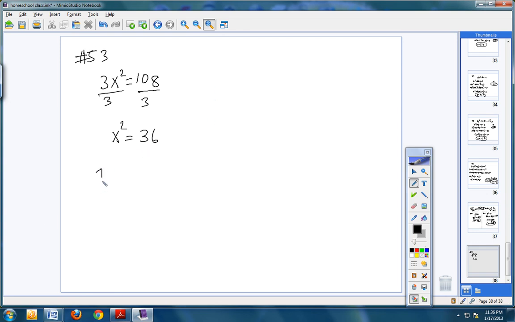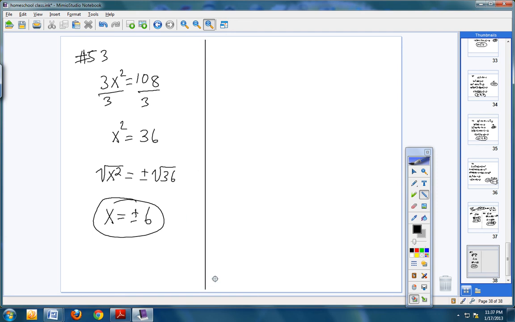And now step 4 says take the square root of both sides. So we'll take the square root of x squared, and then plus minus square root of 36. The square root of x squared is x. And now ask yourself, am I going to solve or simplify? Is 36 a perfect square, or is it not a perfect square? Well, it is a perfect square, so the radical's gone, and I'm going to solve it, and that is my answer. All right, let's move on and take a look at number 54.